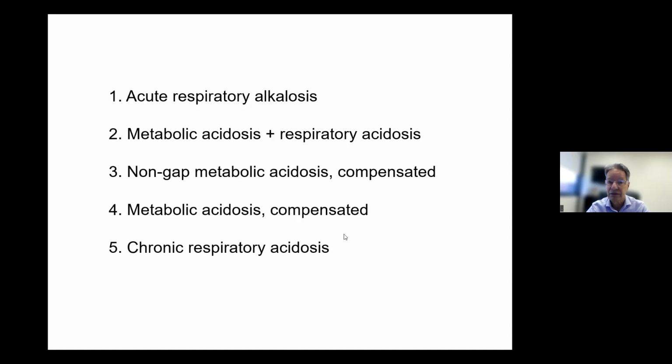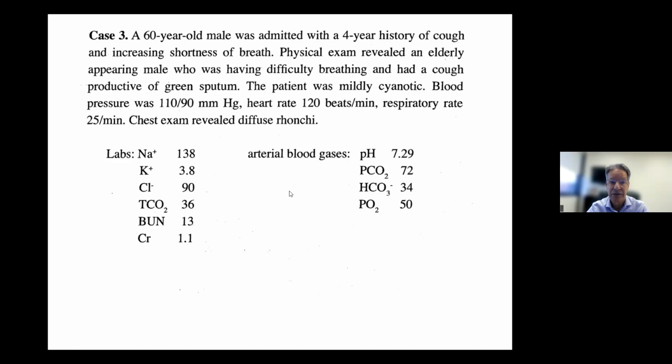Okay, let's go to the case. So we have an elevated bicarbonate, and it's got to be either a metabolic alkalosis that's compensated or acute or chronic respiratory acidosis. It doesn't fit compensated metabolic alkalosis, and it doesn't fit acute respiratory acidosis. The only one it fits is chronic respiratory acidosis, and the rule is that for every 10 increase in the PCO2, the bicarbonate goes up about 3.3, 3.5.